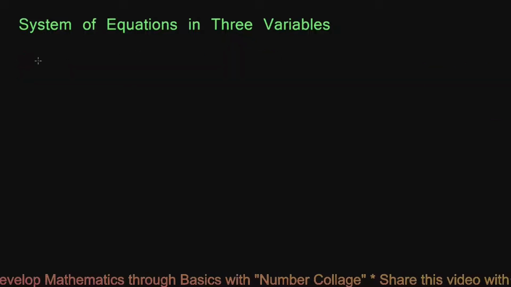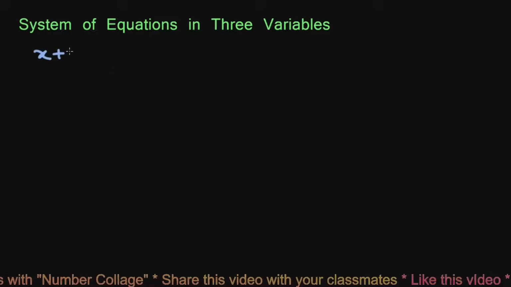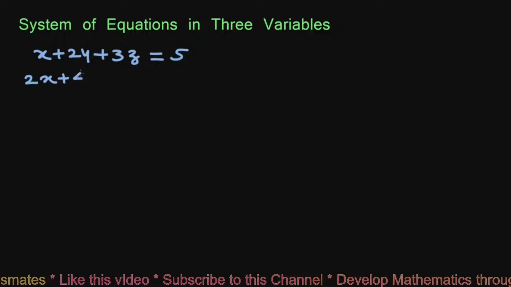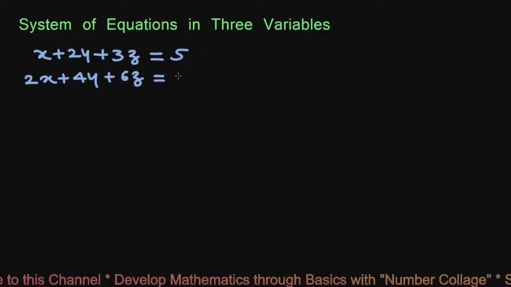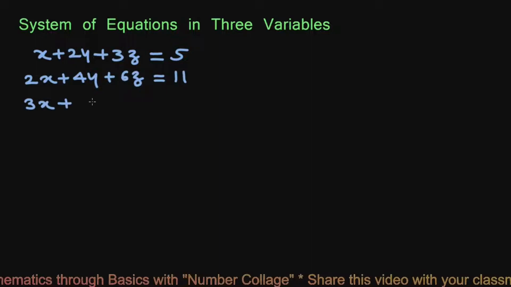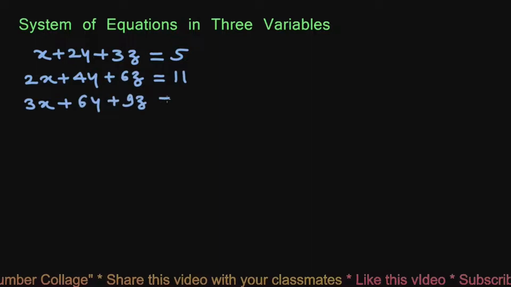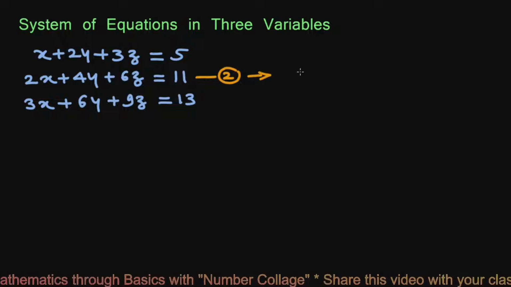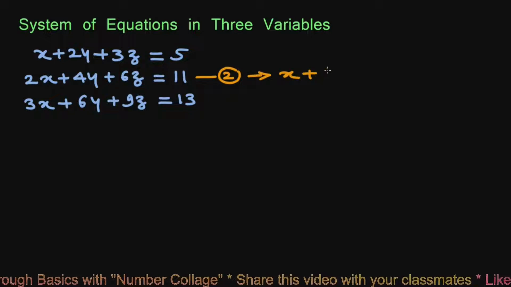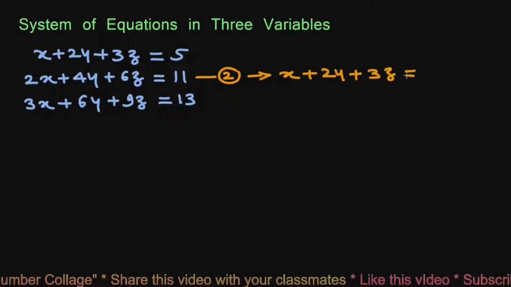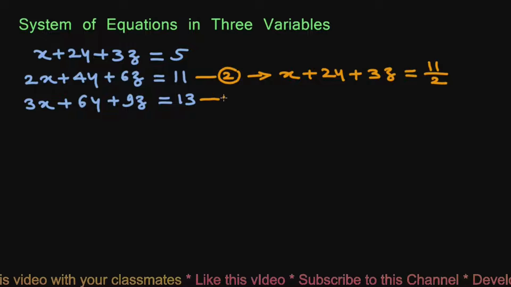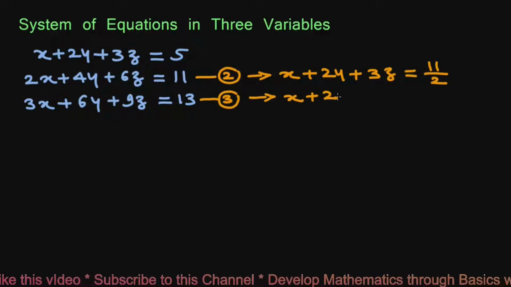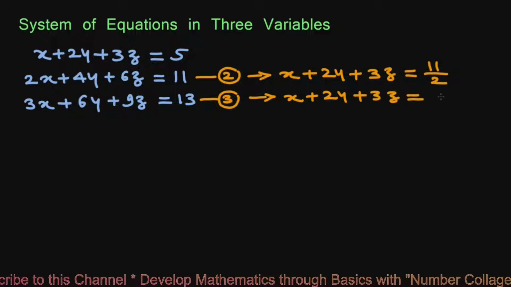Consider a system of equations in three variables: x plus 2y plus 3z equals 5, 2x plus 4y plus 6z equals 11, and 3x plus 6y plus 9z equals 13. Here this second equation can be written, dividing throughout by 2, as x plus 2y plus 3z equals 11 upon 2. Third equation can be written, dividing throughout by 3, as x plus 2y plus 3z equals 13 upon 3.